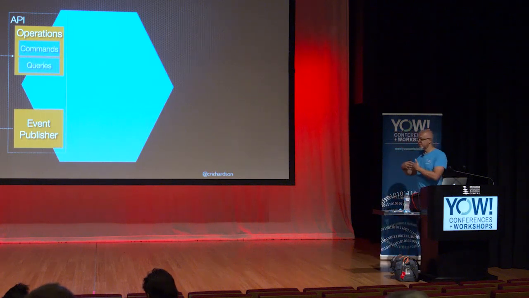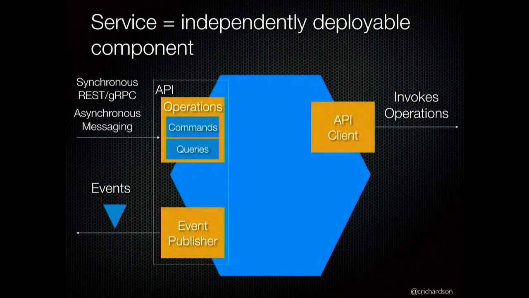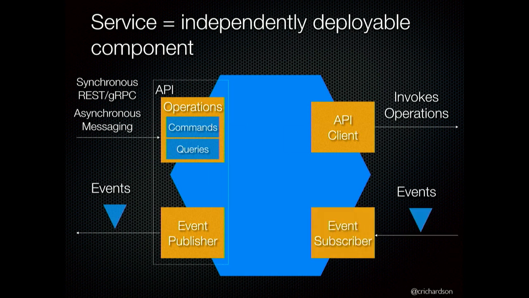So from the perspective of a client, a service is defined by its API. Now, in terms of its implementation, a service can invoke the operations of other services, and as you're going to see, it can also subscribe to their events. And then, of course, a service has a database where it's storing its data. It also might have a replica of data that's owned by other services.